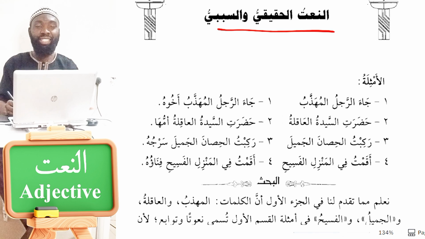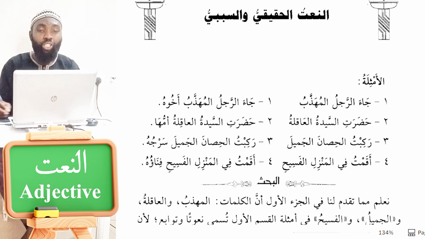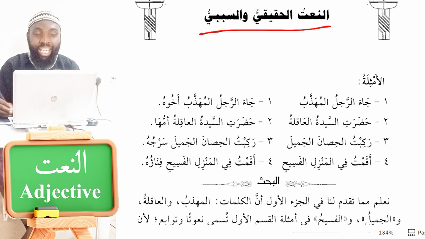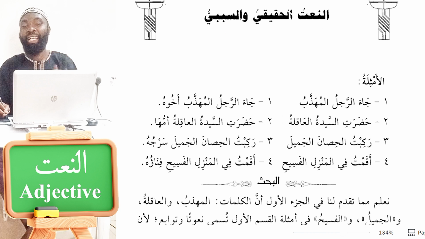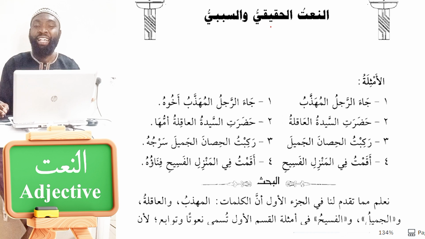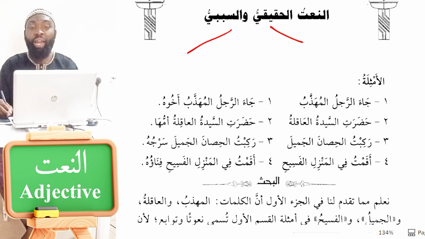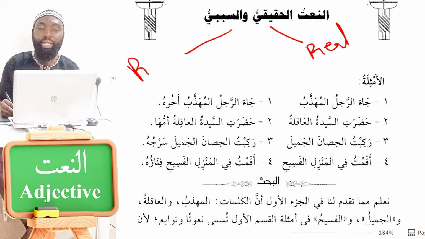Now that we have discussed this, let's come back to the topic. That's just a preamble to the topic. Our topic today is النعت الحقيقي والسببي. Now that you have learned about the adjective itself, let's look at the types of adjective that we have. The first one we have, let's call it the real adjective. There's a reason for this. And we have as-sababi.